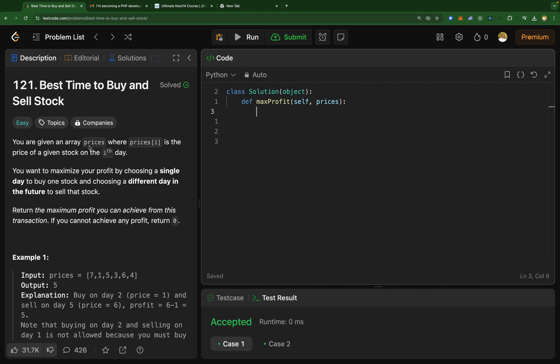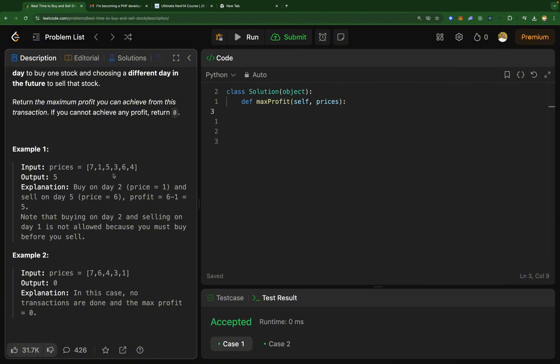You are given an array prices where prices[i] is the price of a given stock on the ith day. You want to maximize your profit by choosing a single day to buy stock and choosing a different day in the future to sell that stock. Return the maximum profit you can achieve from this transaction. If you cannot achieve any profit, you return 0.